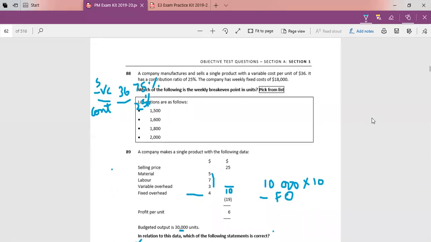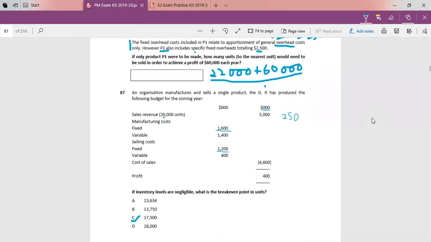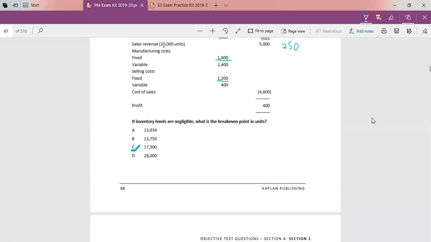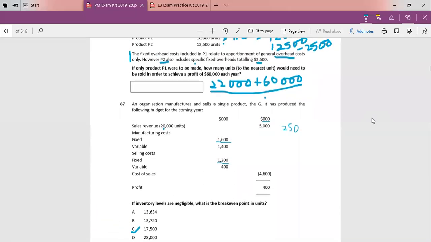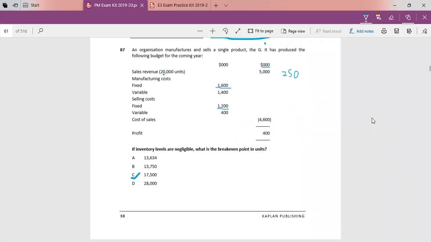We basically use fixed cost divided by sales price minus variable cost. I use that formula. I don't know if there is any other formula. Basically, I used fixed cost divided. I did it first per unit. That's 2,800 divided by sales price, that is 250 minus the variable cost. So I got it per unit. I multiplied it by 20,000 units. So I got 17,500 break-even point.